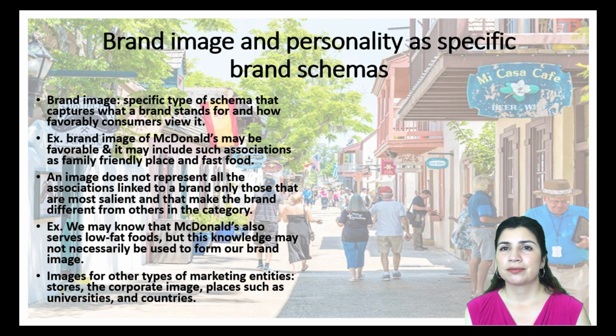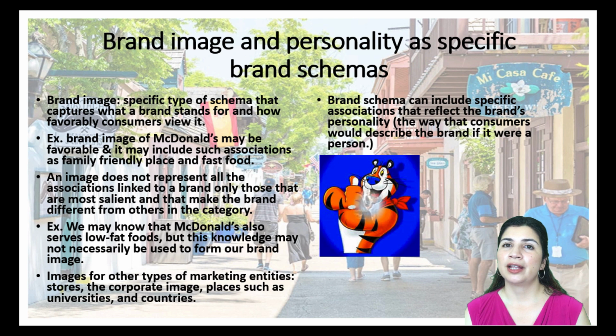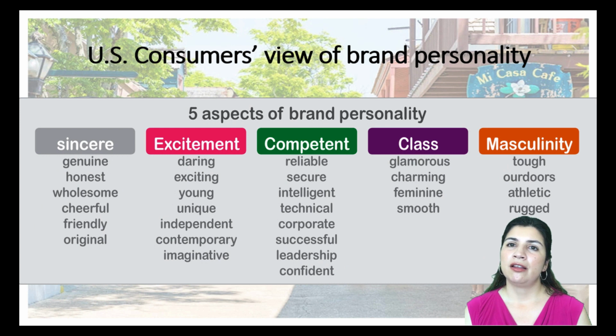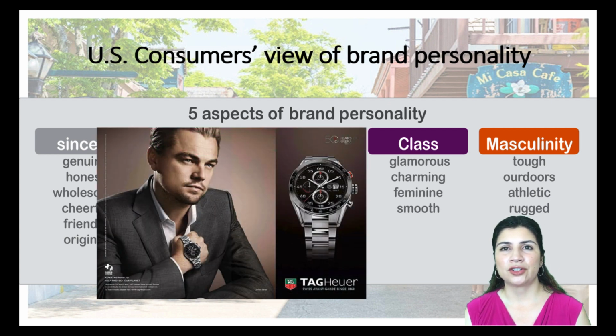A brand schema can include specific associations that reflect the brand's personality, which is the way that consumers would describe the brand if it were a person. Research shows that in the United States, consumers describe brands along 5 personality dimensions: sincerity, competence, ruggedness, excitement, and sophistication. Different elements of a brand's marketing mix can influence the brand personality consumers perceive it to have. For instance, a celebrity endorser's personality can reinforce associations with the endorsed brand's personality.